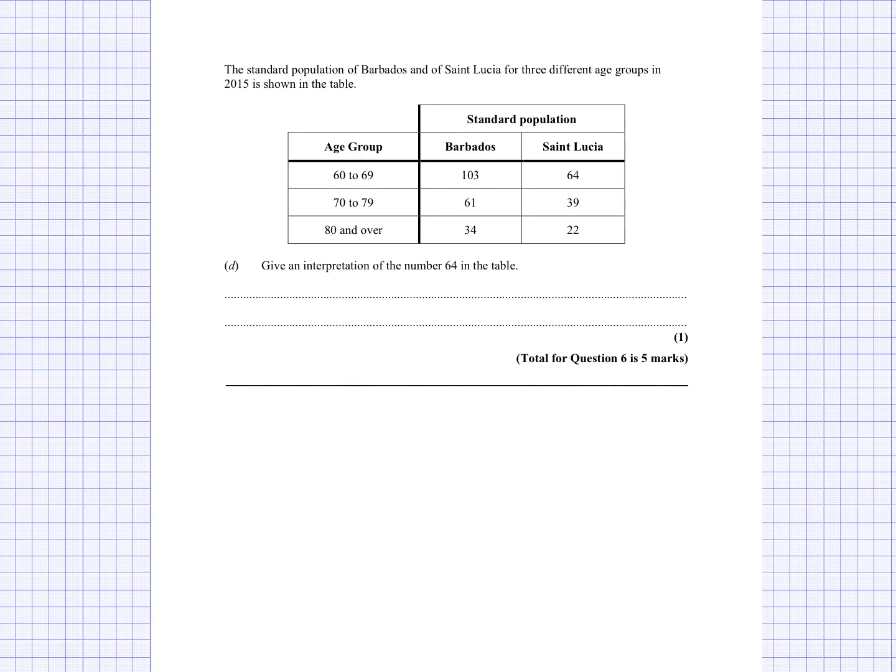So let me just remind you what standard population is. 103 would be, there are 103 people per 1,000 who are 60 to 69. This 64 is, actually, this is the question. It says, give an interpretation of the number 64 in the table. I've said something about the 103. You need to say something like that for the 64. And there are these other numbers which also can be interpreted in that same way.